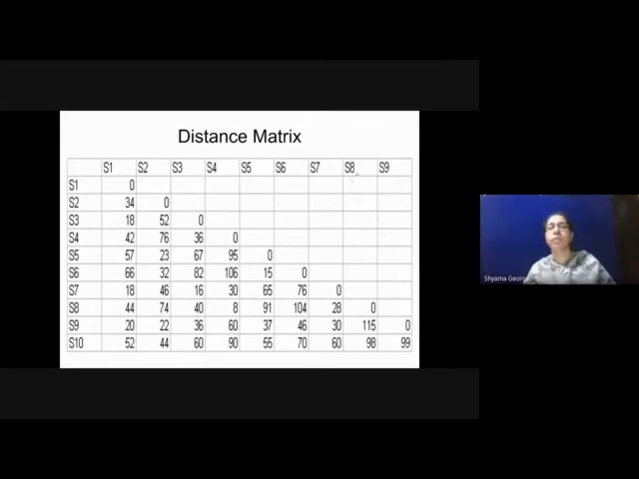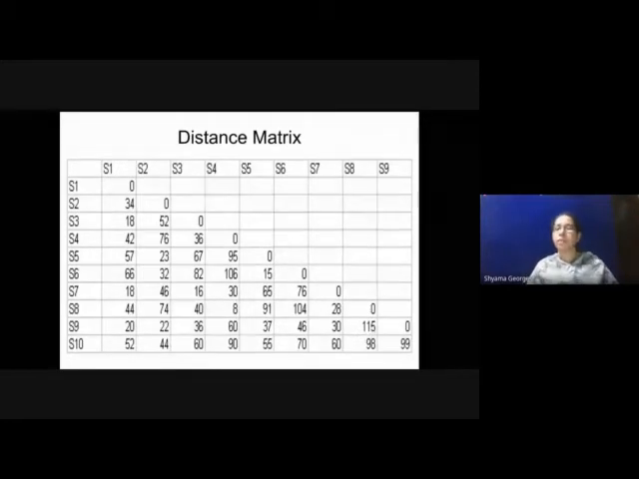S8 is the representative of one group. S9 is the representative of the second group, because the distance between S8 and S9 is the largest based on the distance matrix.